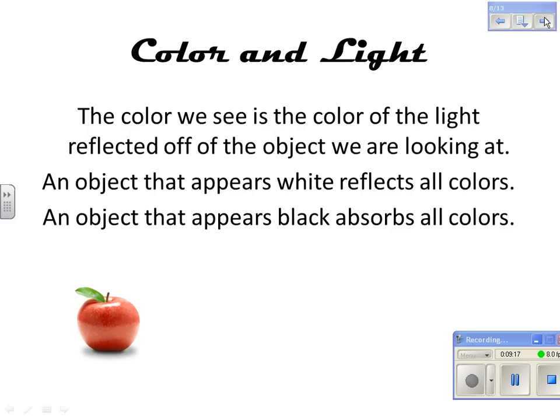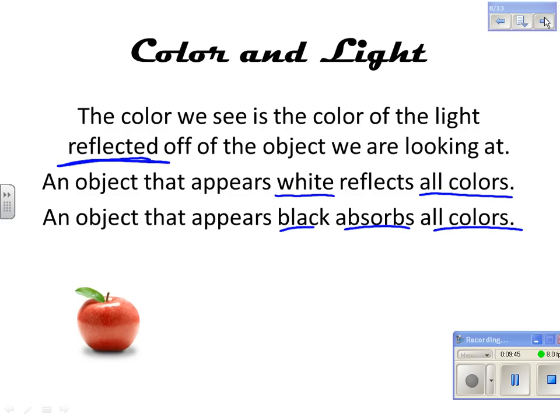Let's go back to color for just a second. The color we see is the color of light reflected off of the object we're looking at. That's really important. So for example, the apple you see here looks red to you because the reflected light that we see is red. Now an object that appears white reflects all colors. An object that appears black absorbs all colors.